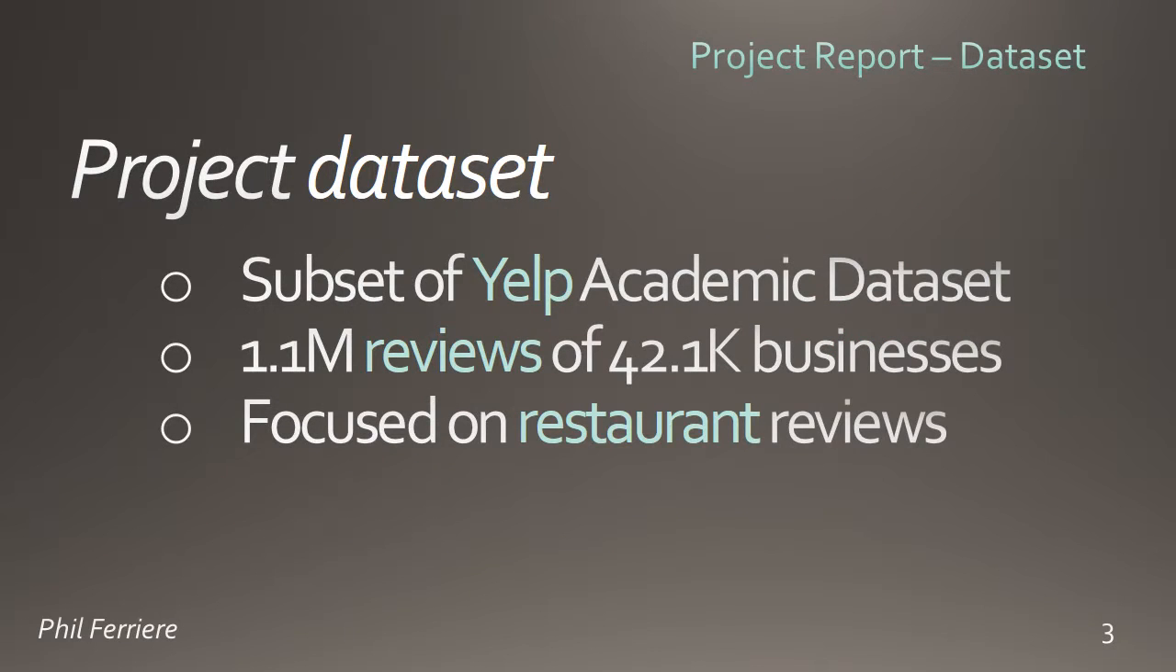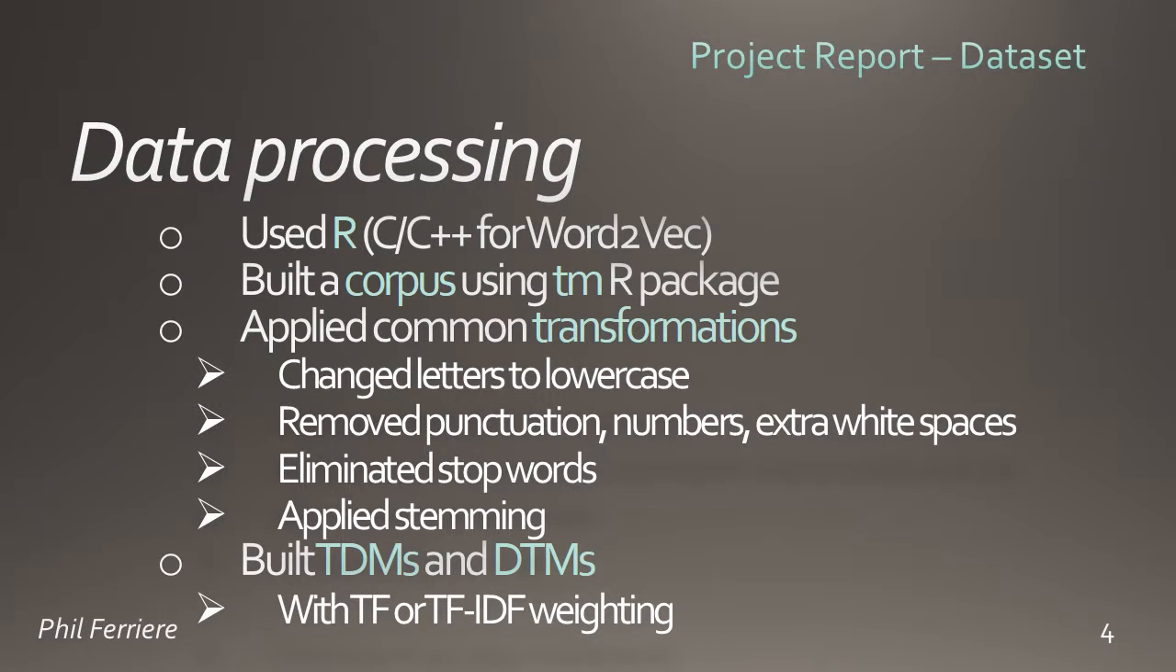All data mining tasks were performed on a subset of the Yelp academic dataset. The original data contained 1.1 million reviews for 42,000 businesses, but out of these, we only worked with the restaurant reviews. The 6 tasks shared common processing operations that always had to be applied on the text of the reviews. To avoid repetitions, I've decided to discuss them in this one slide, and as I go over each task, I'll mention what additional steps had to be implemented.